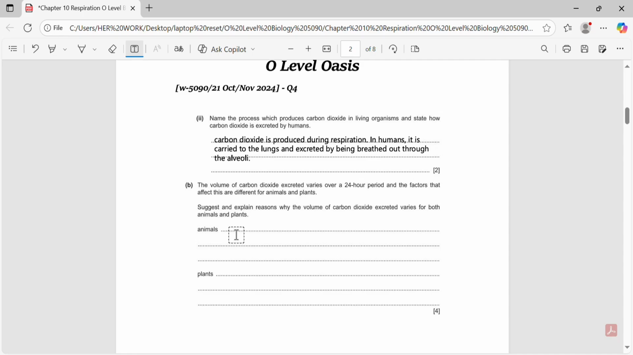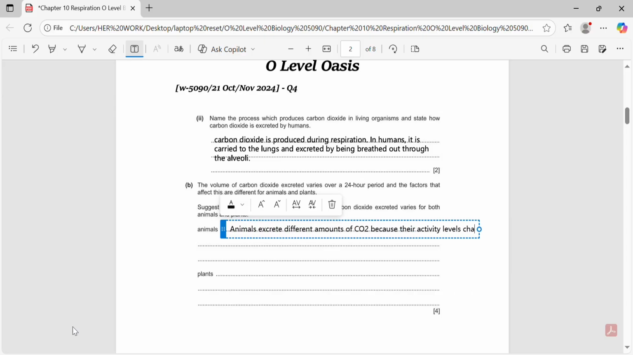Then the question continues, and in the next part it says, the volume of carbon dioxide excreted varies over a 24-hour period and the factors that affect this are different for animals and plants. Suggest and explain why the volume of carbon dioxide excreted varies for both animals and plants. For animals, the answer is, animals excrete different amounts of carbon dioxide because their activity levels change. More activity increases respiration, which in turn produces and releases more carbon dioxide.